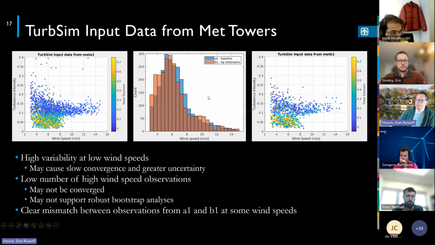And then getting to the middle plot here, this is just showing the histogram after binning of how much data is in each wind speed bin for the two Met towers, where A1, if I didn't say yet, is going to be used for the baseline, and B1, the red, is going to be used for all of the tip extensions. It's as if we were pretending that we could do all of the tip extension experiments at the same time. The only thing really to note here is that there's a mismatch, right? We don't have the same amount of data in each wind speed bin, and so we're going to have to be careful of that when we get into the finer details of processing the data.